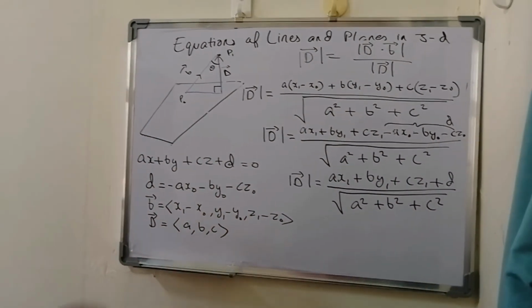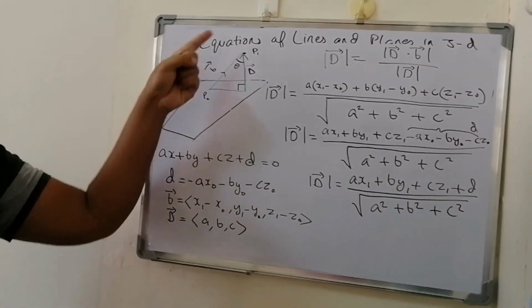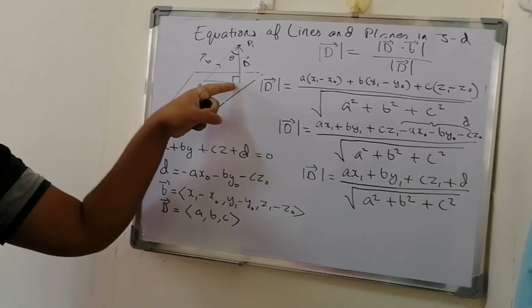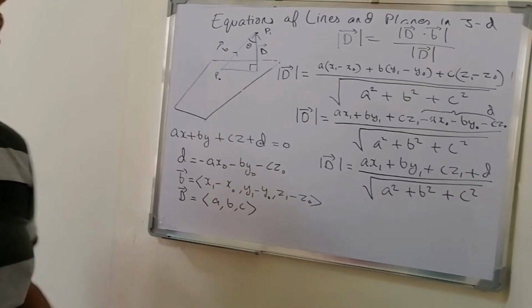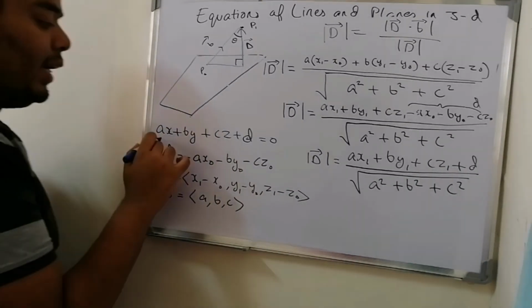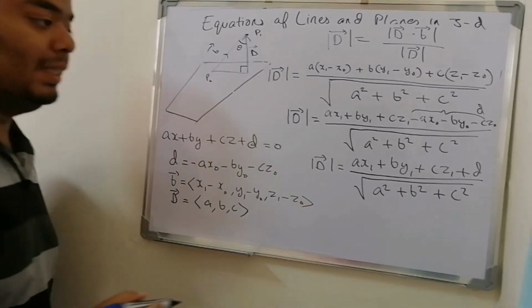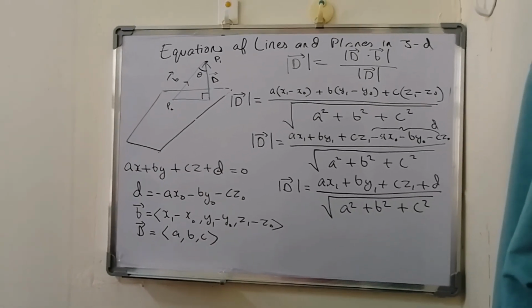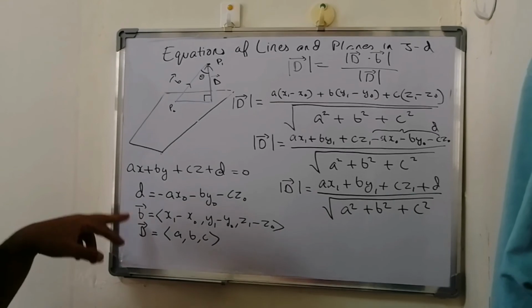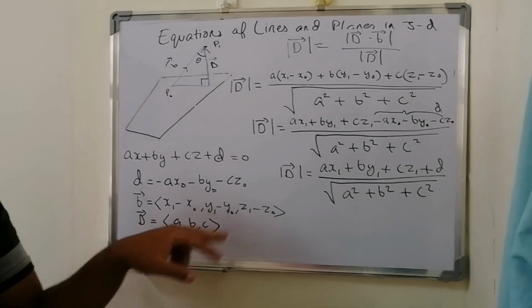So guys, we have derived the formula of the distance of the point P1, with these coordinates, from the plane ax plus by plus cz plus d, given the normal vector of the plane is D, which is a, b, c.